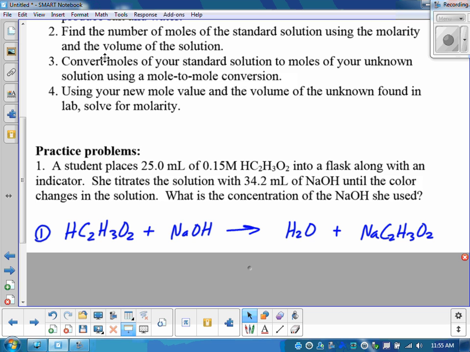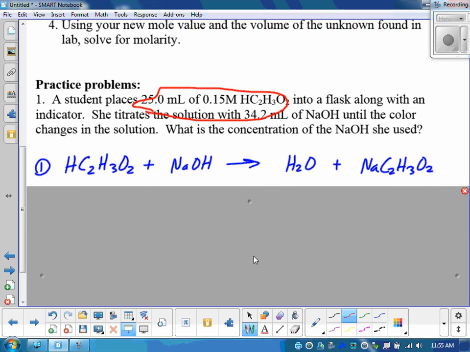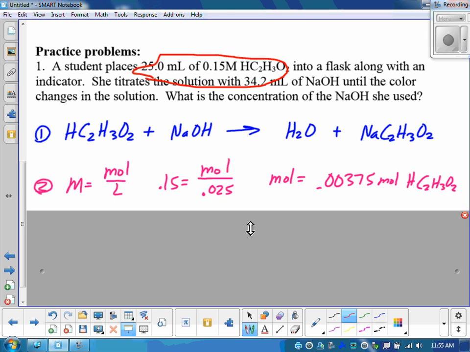Number 2, find the number of moles of the standard solution using the molarity and the volume of the solution. So basically, I have my standard solution here that I know the molarity and the volume, so I can figure out how many particles of hydrogen ions I put in there. So using our molarity, our concentration, and our volume in liters, make sure you convert that to liters, I go through and I find the moles. Now remember, this represents the exact number of particles of the hydrogen ion that we put in. So I know if I converted this to particles, there's that many hydrogen ions in my solution.